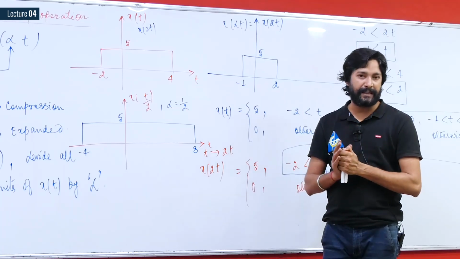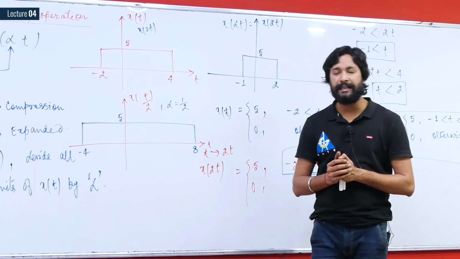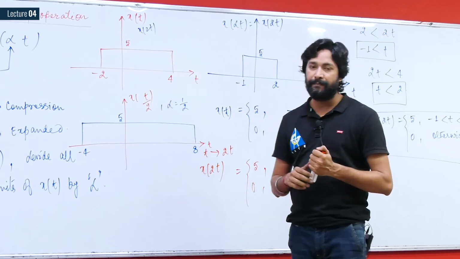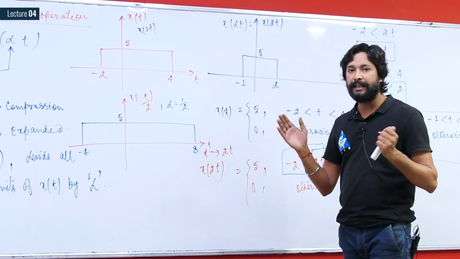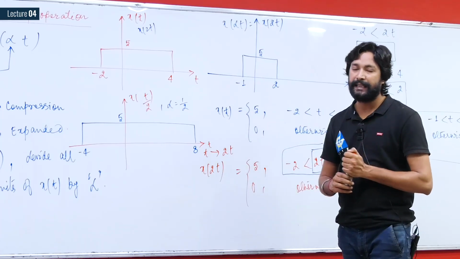And if the value of scaling factor is less than 1, then you will see expansion of that signal taking place, and if the value of alpha is greater than 1, then there will be compression of the signal occurring.